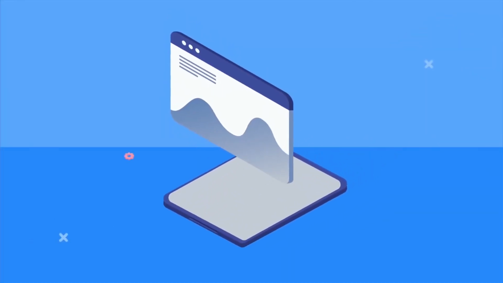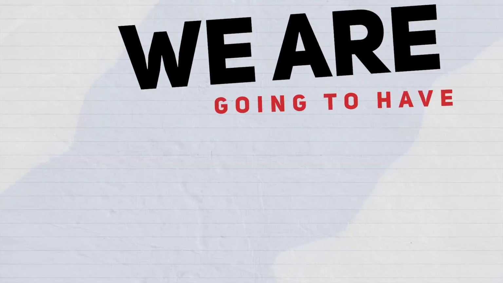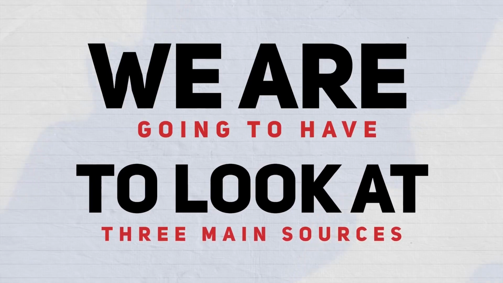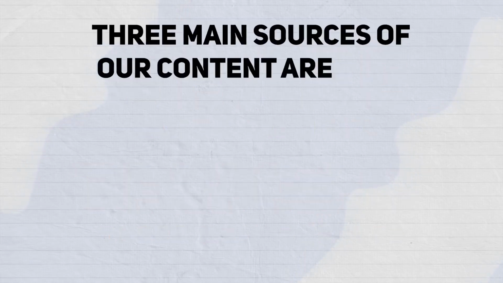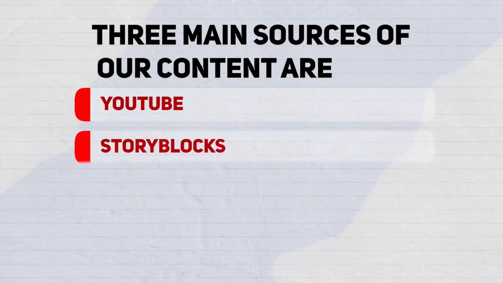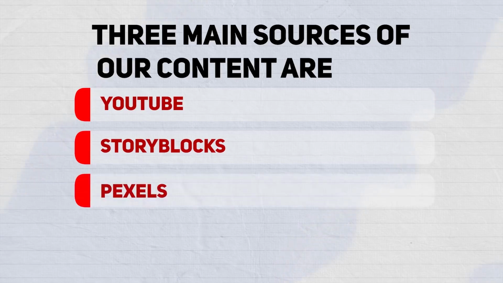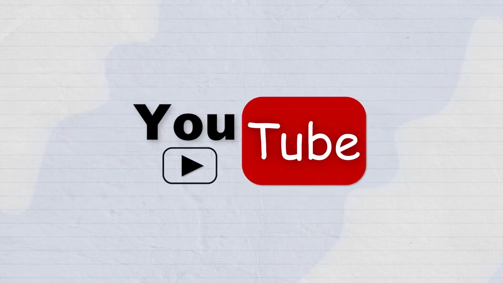Now, if we want to find content to re-upload, we are going to have to look at three main sources. The three main sources of our content are YouTube, Storyblocks, and Pexels. We are going to start with YouTube.